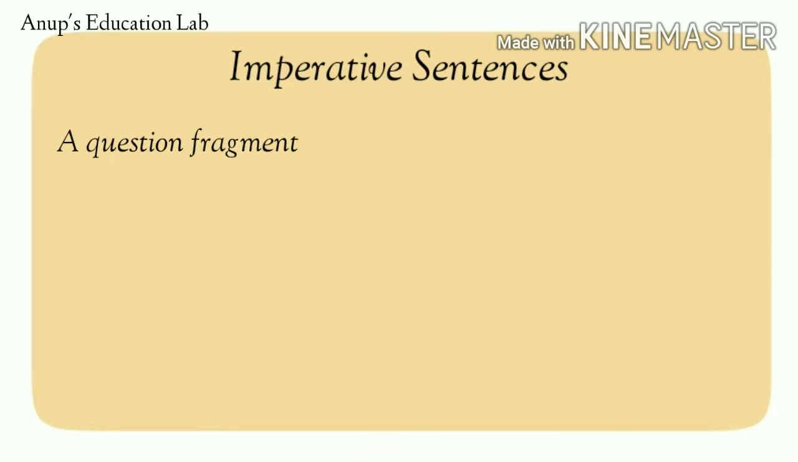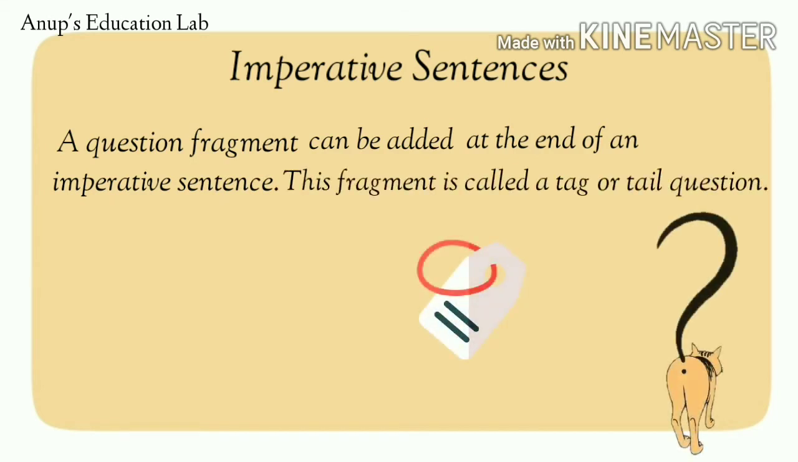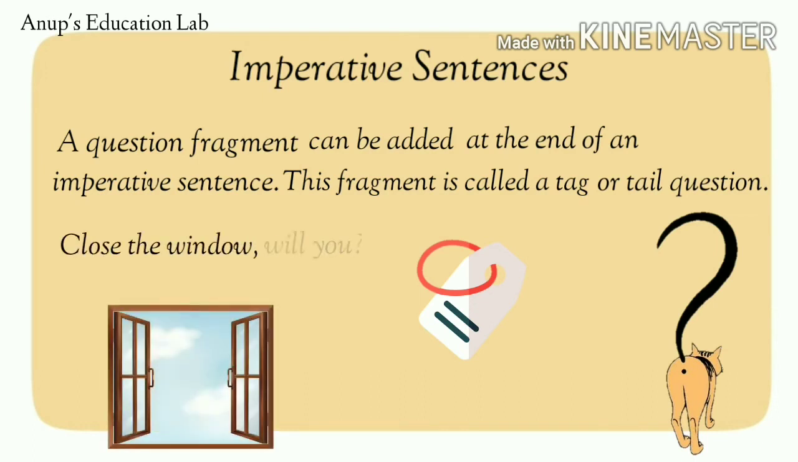A question fragment can be added at the end of an imperative sentence. This fragment is called a tag or a tail question. Let us see an example. Close the window, will you? Here, a question tag is added at the end of an imperative sentence.